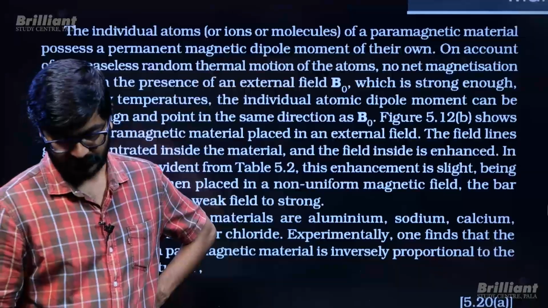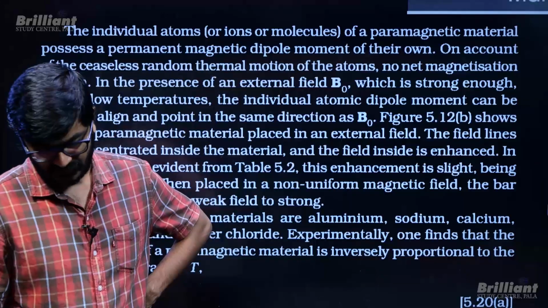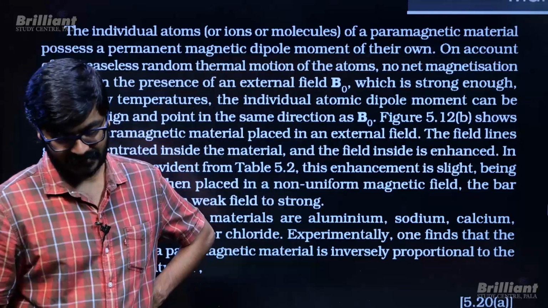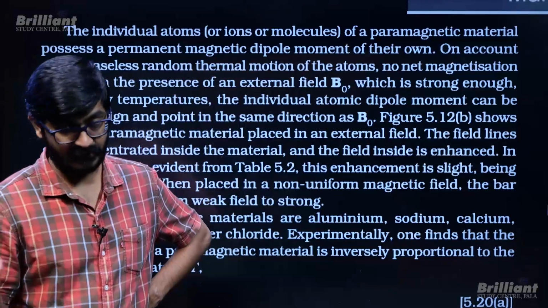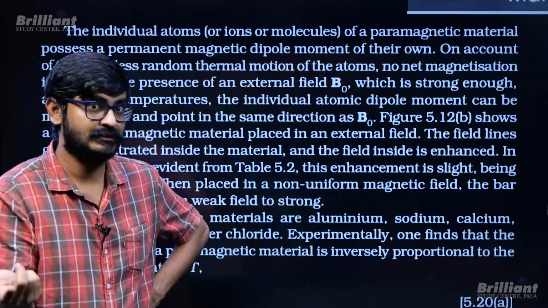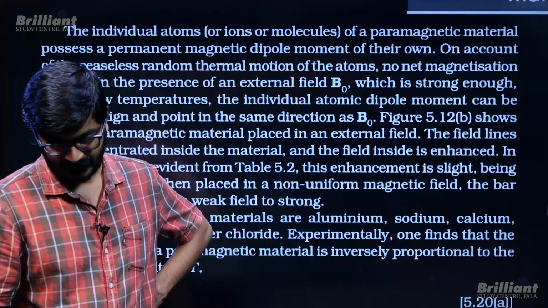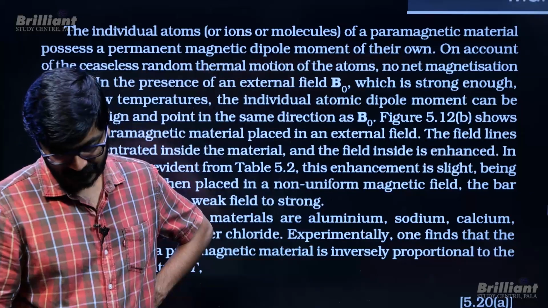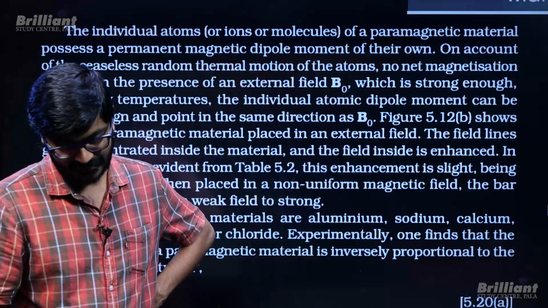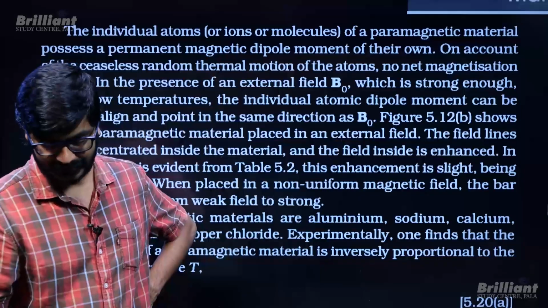Now comes the property. The individual atoms or ions or molecules of paramagnetic material possess a permanent magnetic dipole moment of their own. In diamagnetic materials, we have seen the net magnetic moment of the atom is 0, but here there will be some magnetic moment. On account of ceaseless random thermal motion of the atoms, no net magnetization is seen. Their directions will be randomly oriented and they keep on changing, so the net is 0.